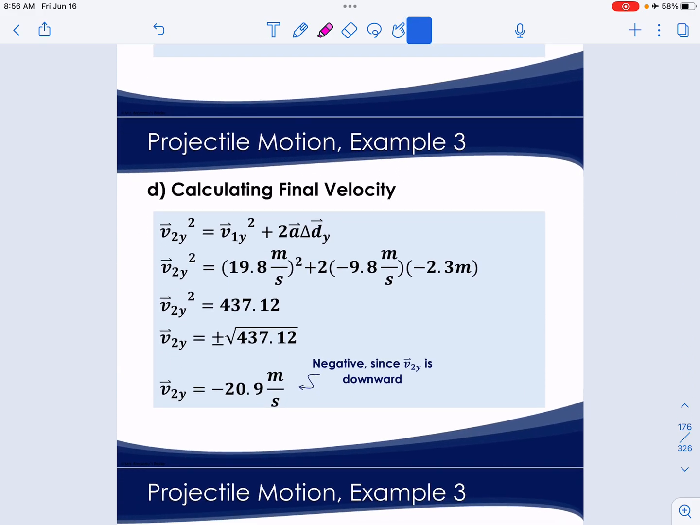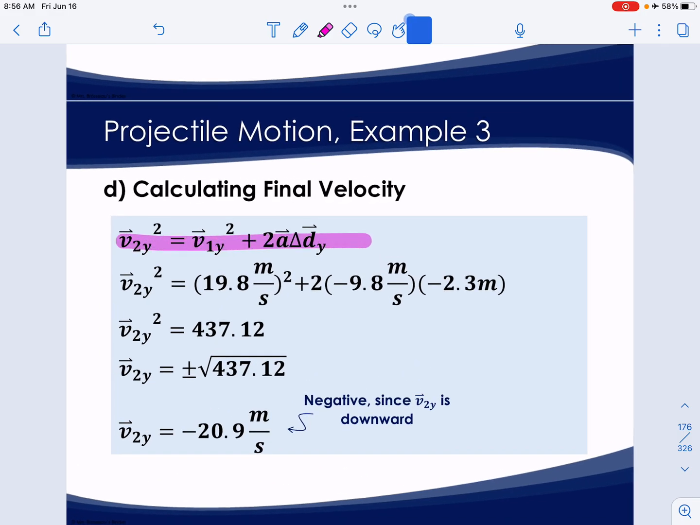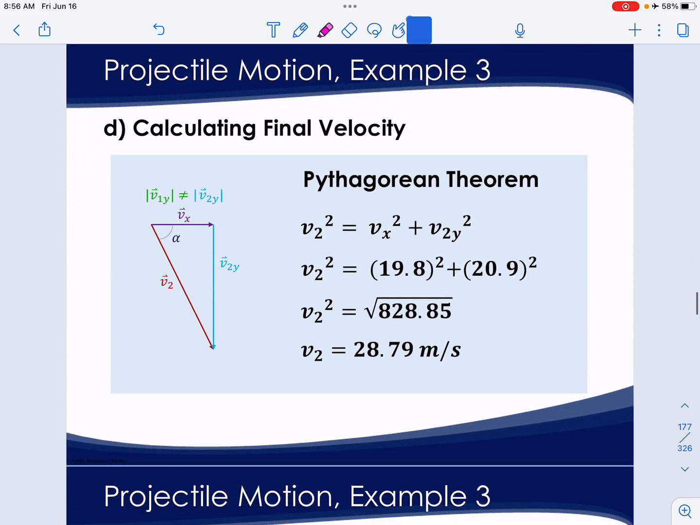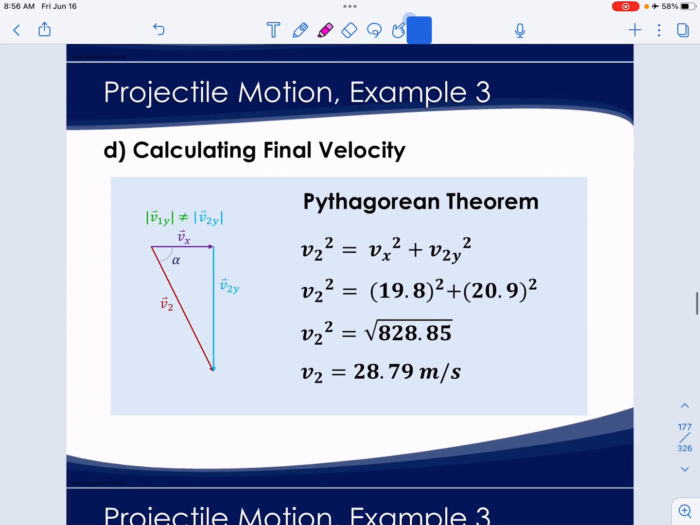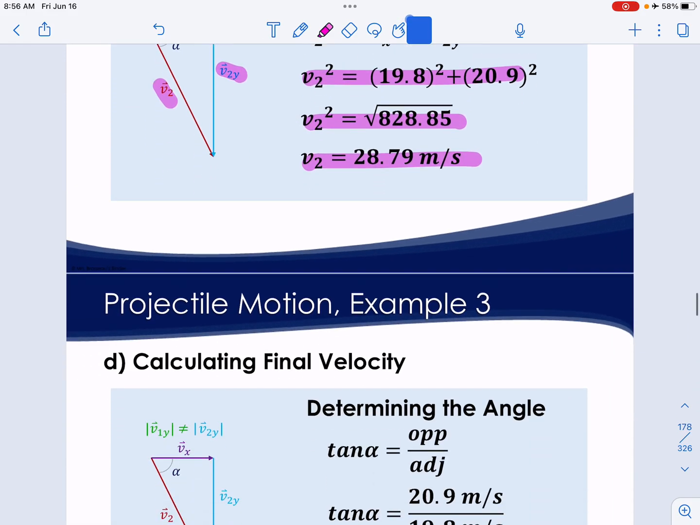And calculating the final velocity, we can use this equation. Now we know all the different components. We know this, we know this, and this. We solve, and we get negative 20.9 meters per second. So this is our V2y, negative 20.9. We already know our Vx, so we can use the Pythagorean theorem to solve for V2. Plug that in there, and it's 28.79 meters per second.